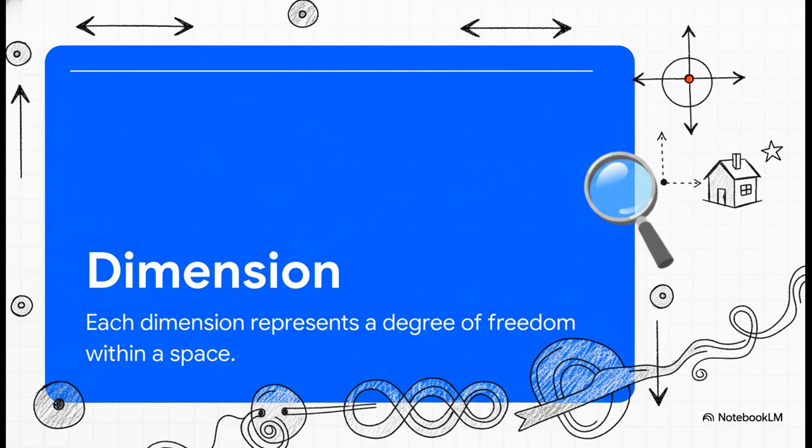I mean, think about it. To tell someone where you are in a room, you need 3 pieces of info, right? How far forward, how far to the side, and how far up. Length, width, height. That's 3 dimensions.